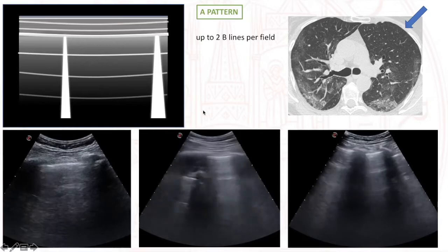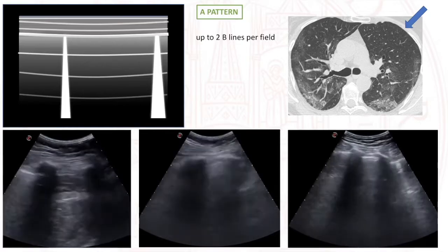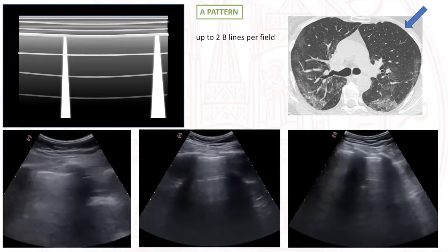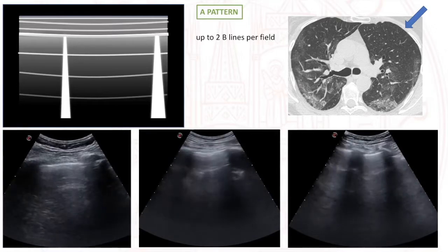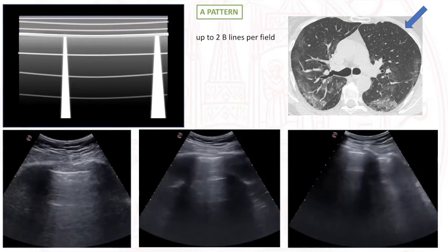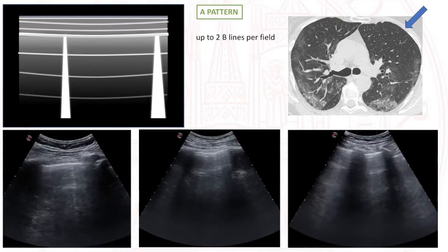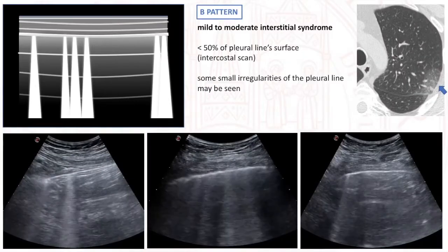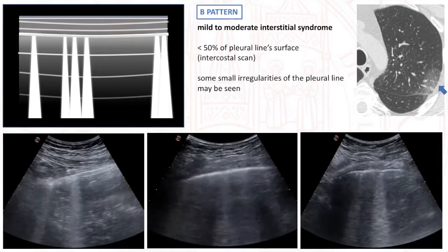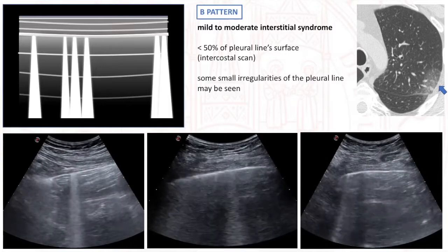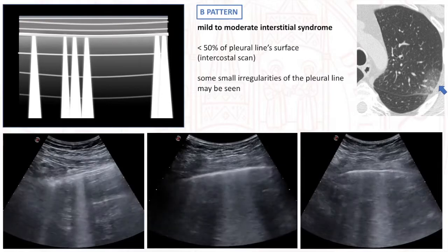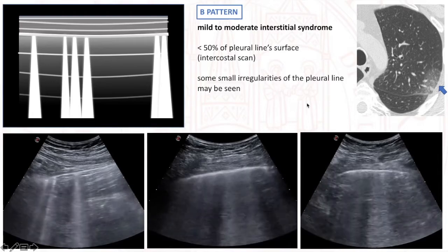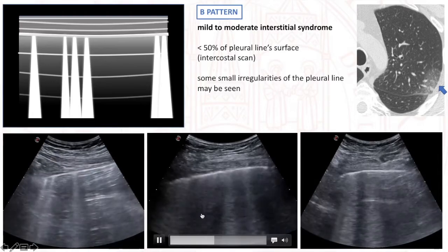Of course, this threshold of two B lines should be taken with a grain of salt, as always when measuring and counting artifacts, depending also on the machine and the settings we're using. Then we move to the B pattern, which means that B lines are now relevant, but they are still less than 50% of the pleural line surface we are scanning in an intercostal scan. So a mild to moderate interstitial syndrome is present, as you can see in these examples.